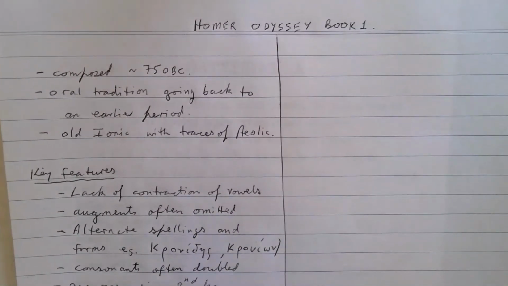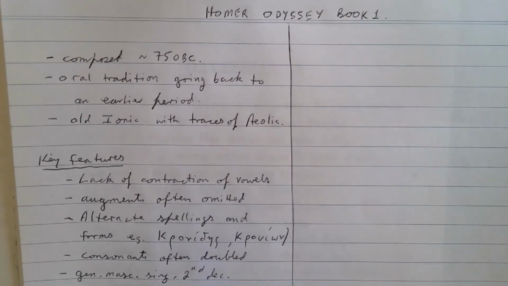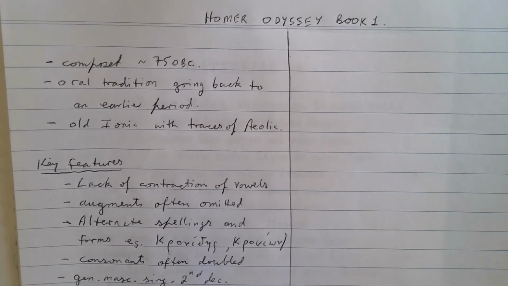So it was probably composed around about 750, generally thought to have been composed after the Iliad and possibly not by the same person. It's an old tradition that goes back to an earlier period, probably containing elements that go back to about 1200 BC. It's written in a rather strange dialect. It's an old Ionic dialect with traces of Aeolic, but it's an artificial language. It's not a language that was ever spoken. It's a poetic, epic language.